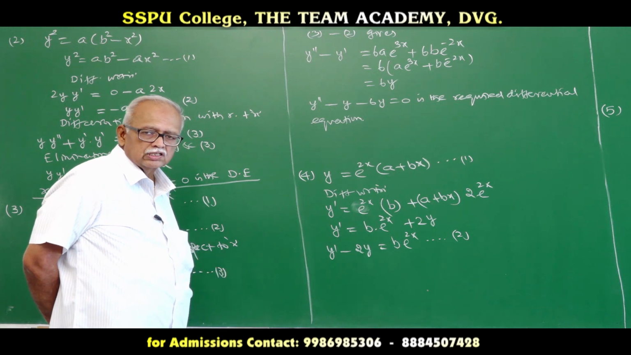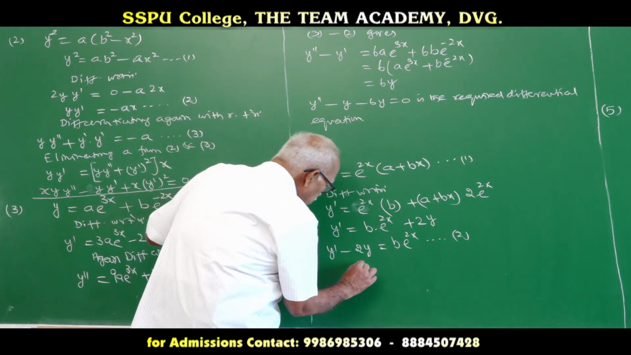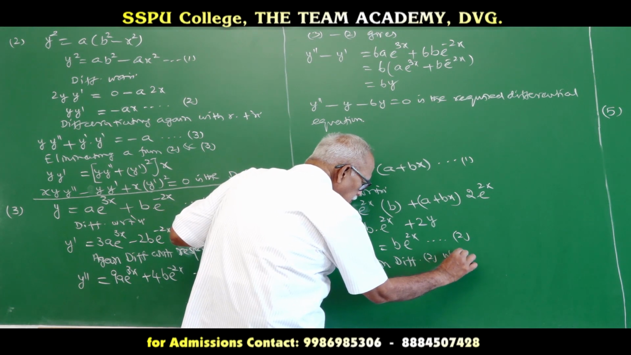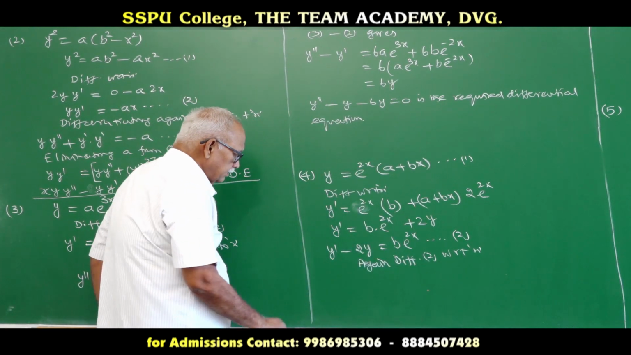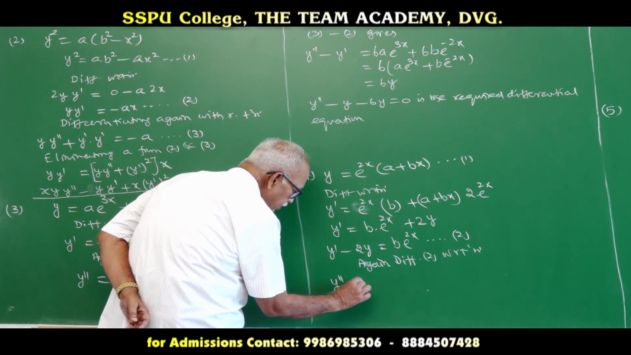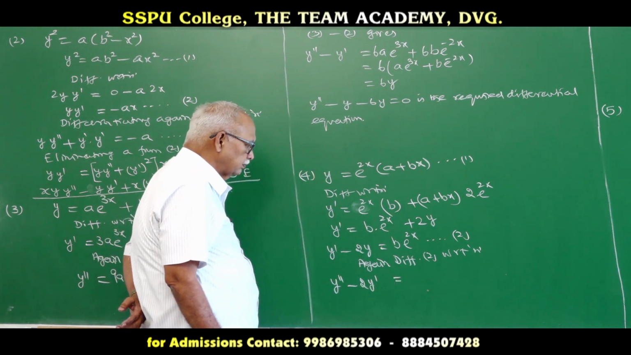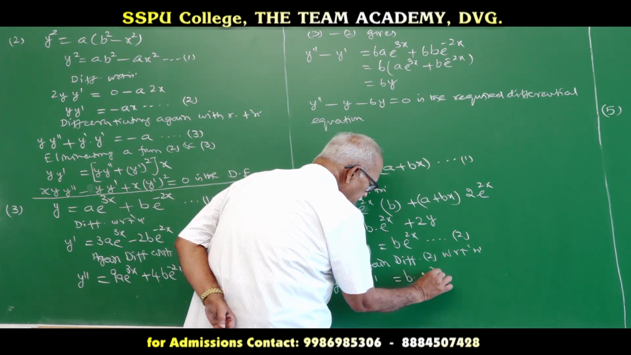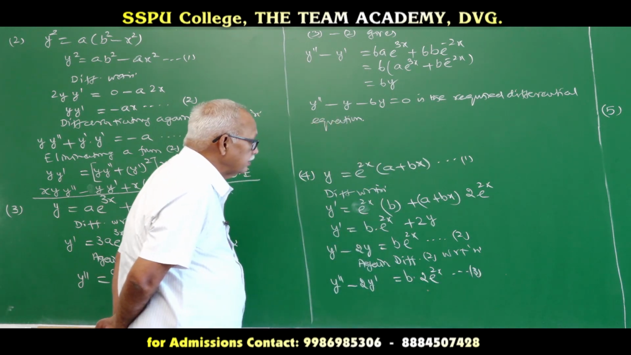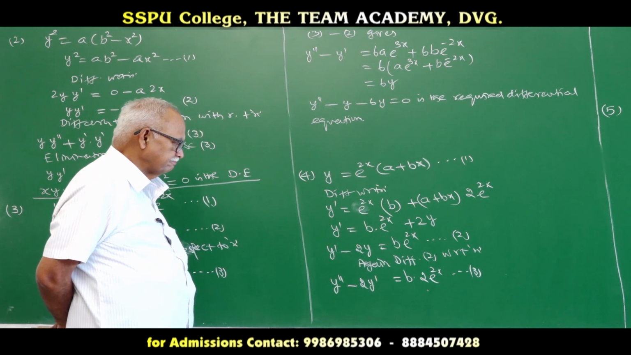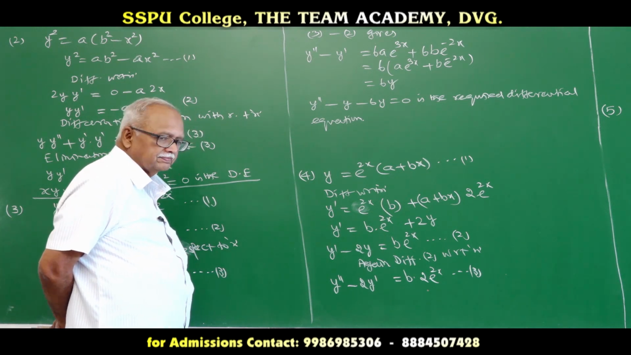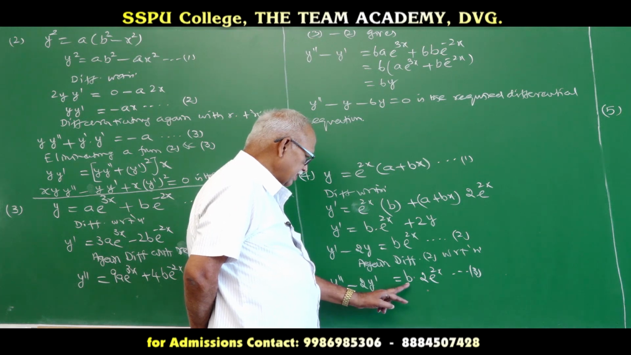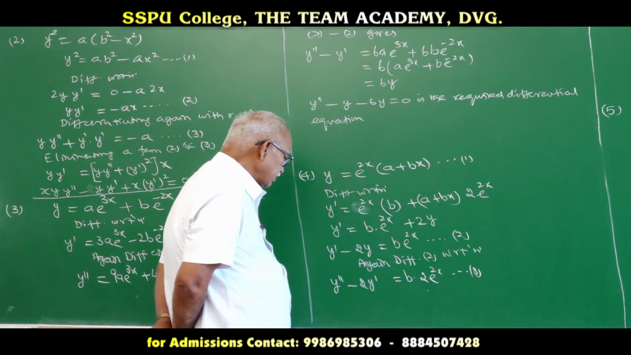Since we have got two constants, we have to again differentiate this equation 2. Again differentiating 2 with respect to x. Now the left hand side differentiation is easy. y2 dash minus 2y dash is equal to, b is constant, b into 2 into e to the power of 2x. Now we can eliminate b from 3 and 2. So number of methods you can use. Here b into e power 2x is there, here also b into e power 2x. So you can substitute and eliminate.